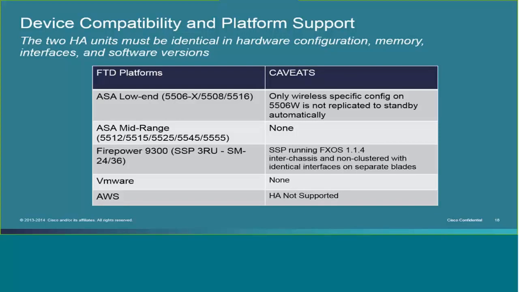We have FirePOWER 9300 on which FTD HA is supported after 114. Same goes for FirePOWER 4100. There is full support on VMware, so we can have FTD HA on FTDs deployed on VMware. As of now, we don't have any support on FTD for HA on AWS environment.